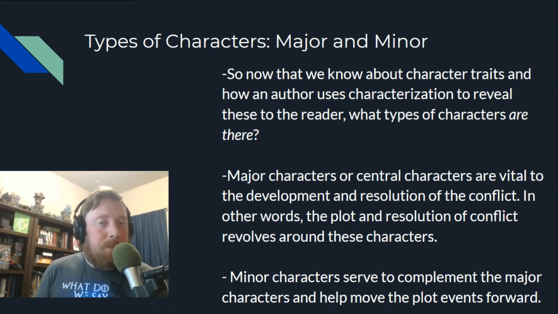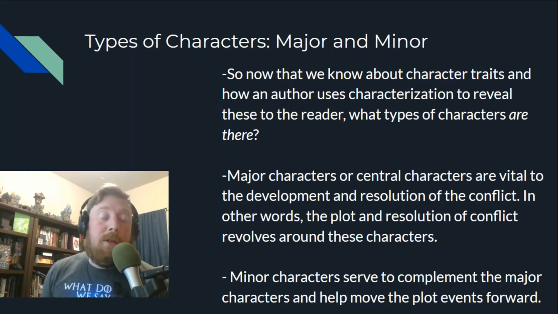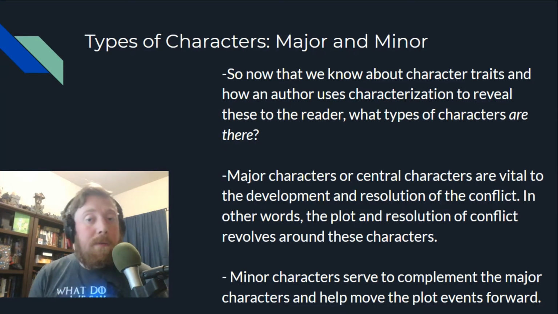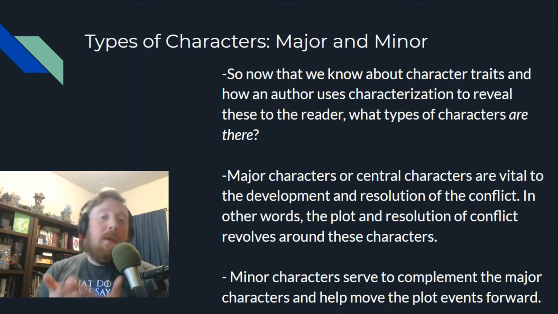Okay, so I want to move on and tell you guys about the different types of characters now. So if you have your vocabulary, now would be a good time to get it out, and now would be a good time to begin writing down the definitions, because yes, you can find it in the literature book. You can find a literature definition of it online, but I also have many of the definitions right here for you. So now that we know about character traits and how an author uses characterization to reveal these to the reader, what types of characters are there is the question.